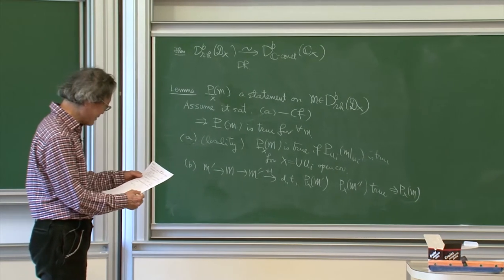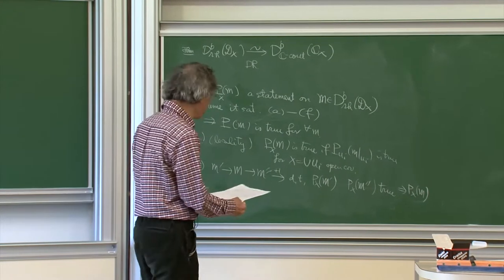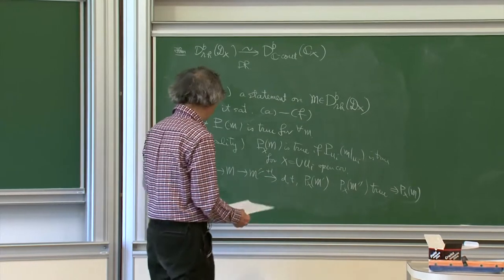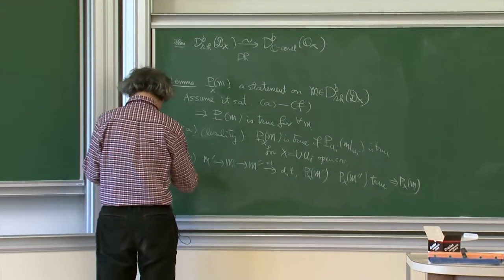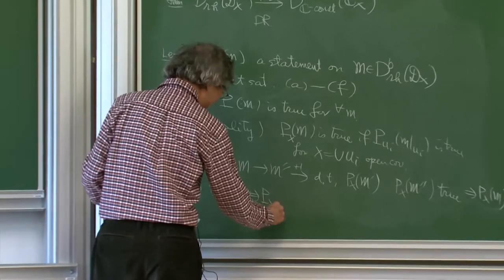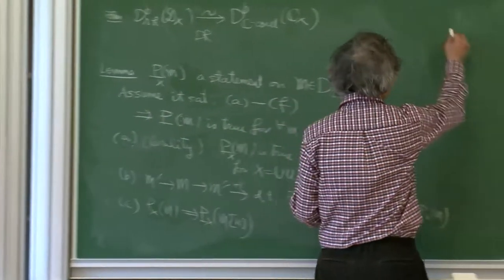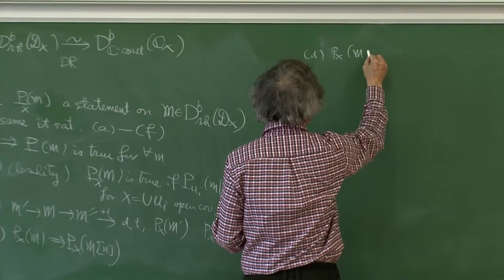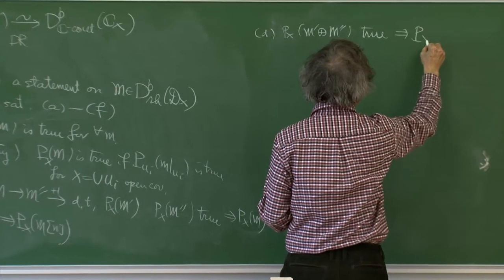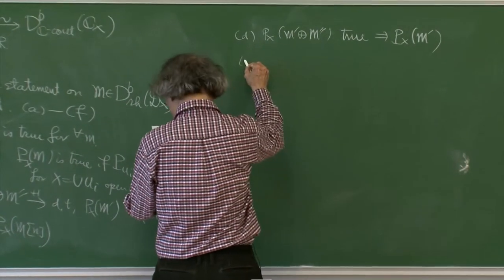Let me see. I think that is a corollary of the other one, so it is not the end. And if Pxm is true, then Px, the shifted one, is true. And M double prime is true. So the direct summand is true, and I think it has not yet appeared.